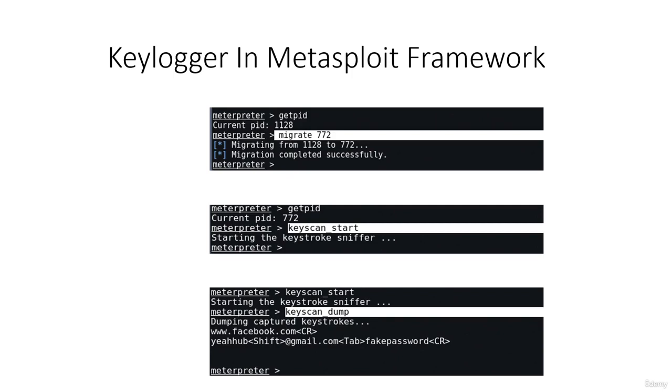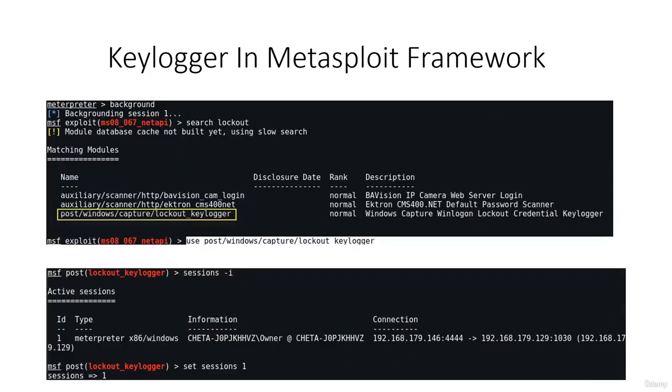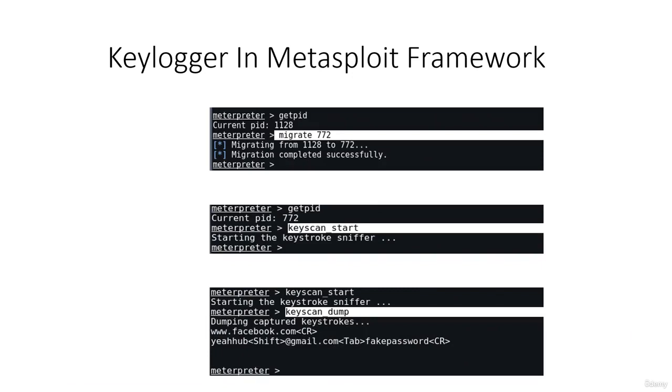Now back on the Kali system, to see what was typed, simply type keyscan_dump and press enter. This will give you, as you can see, facebook.com, and I typed this one for gmail.com and this is a fake password. To stop the keylogger module you can use keyscan_stop. To view the Meterpreter sessions, just type sessions -i, and it will give you all the sessions.